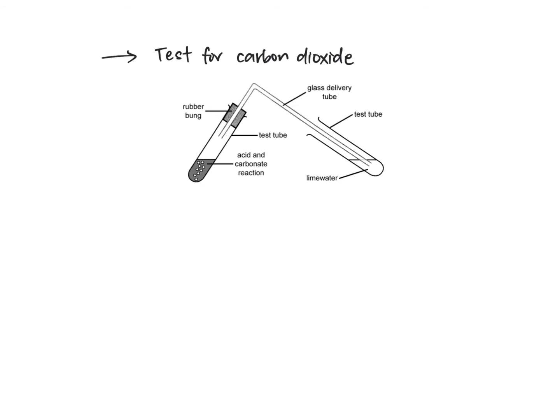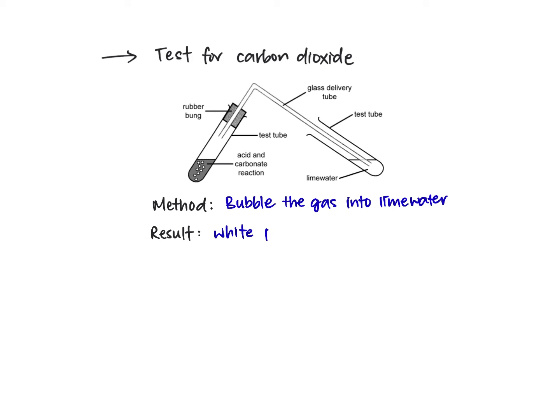Now to test for carbon dioxide, the method is to pass or bubble the gas into lime water. The result will be a white precipitate forming in the lime water.